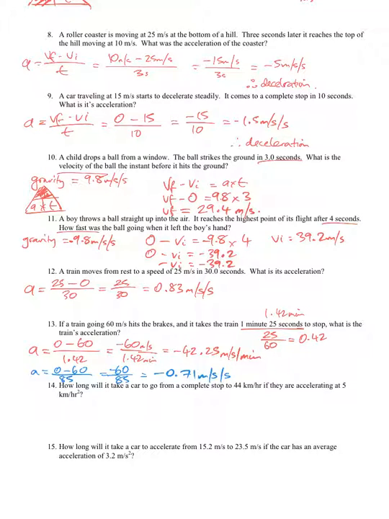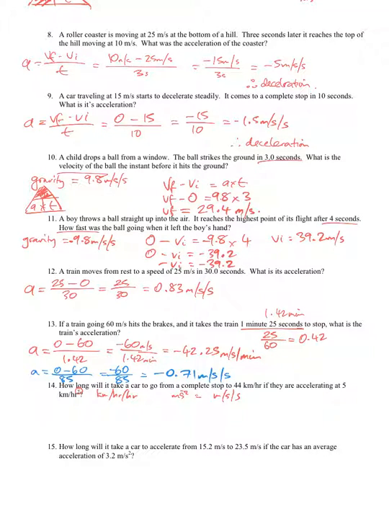How long will it take a car to go from a complete stop to 44 kilometers an hour if accelerating at 5 kilometers an hour squared? This hour squared means kilometers per hour per hour, just like meters per second squared is meters per second per second. How long would it take a car to go from complete stop to 44 if it's accelerating at that rate?